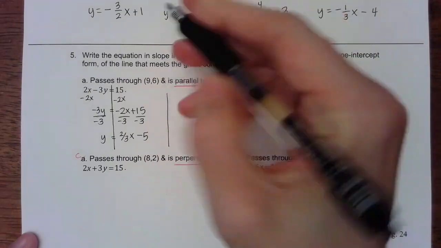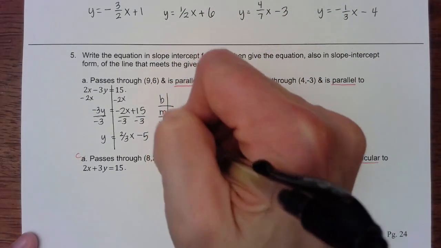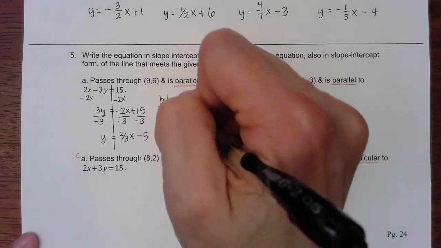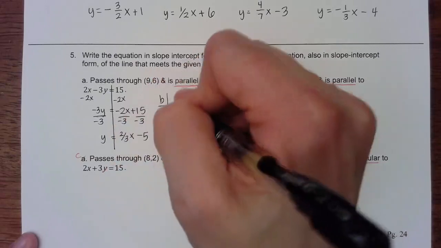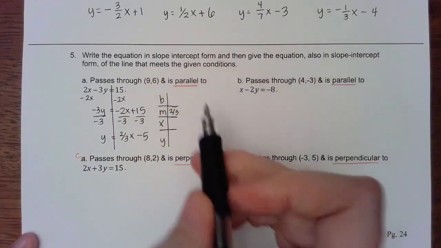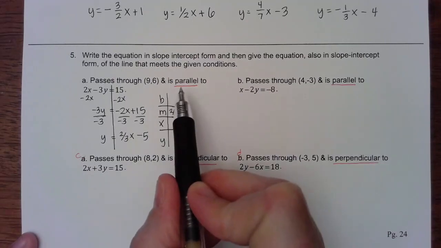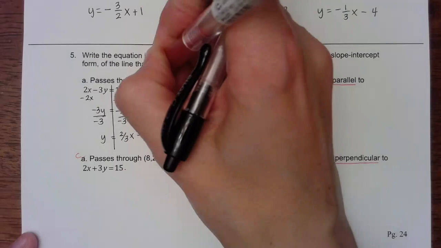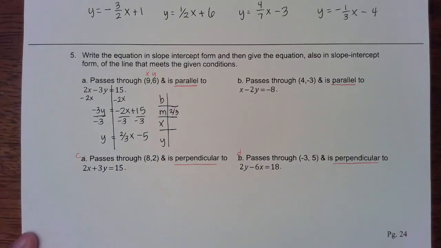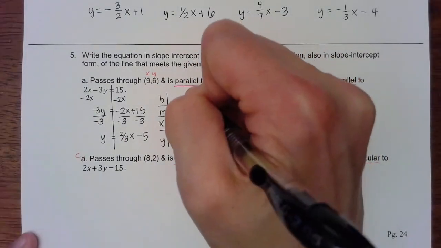So when I do my BMXY chart to figure out the equation of the second line, that's the one I'm trying to find, I'm going to use this slope right here. If this said perpendicular, I would need to flip this upside down and make it negative, but it says parallel, so I'm going to keep it just the same. And then from the directions, they gave you a point that was on the other line. So my x is 9, my y is 6, and I'm ready to plug everything in.